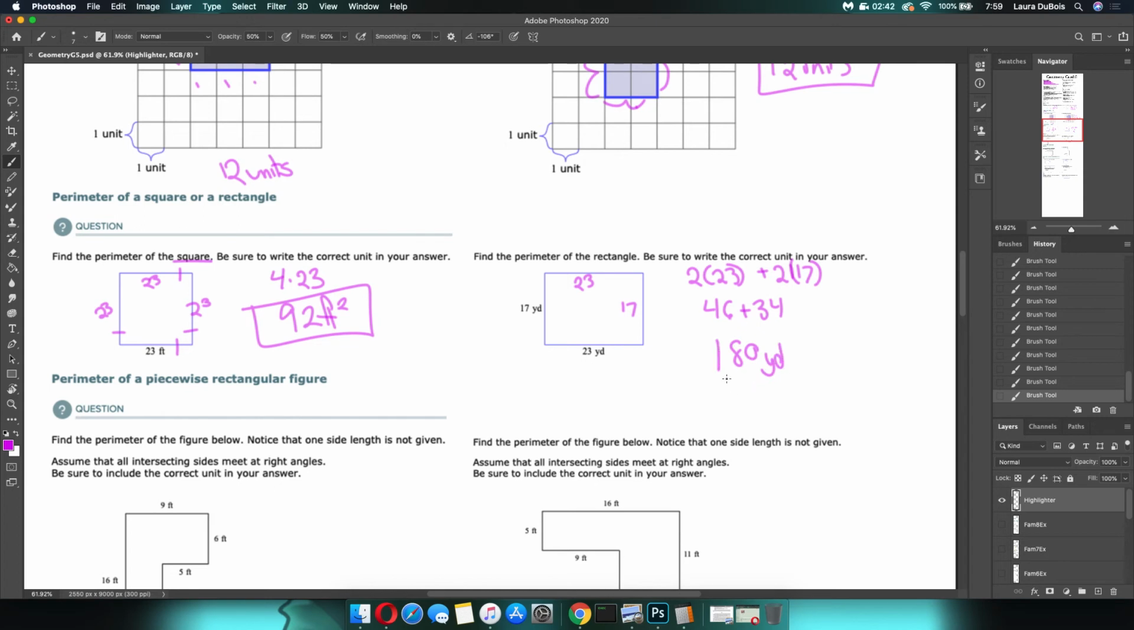What am I doing writing square, Ms. Dubois? I'm having a bad morning, apparently.